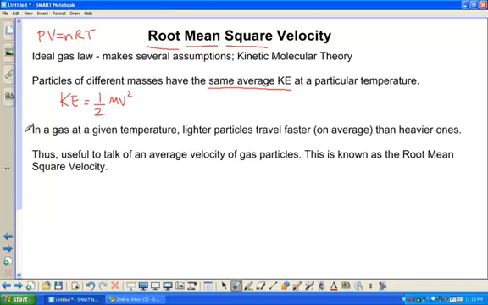And that gives rise to this thing right here. In a gas at a given temperature, whatever that is, lighter particles travel faster on average than heavier ones. Now that makes sense, as you would expect for anything, really. You would expect lighter things to travel faster than heavier things. So it's exactly true in chemistry as well.